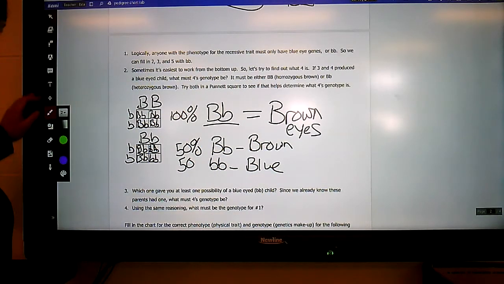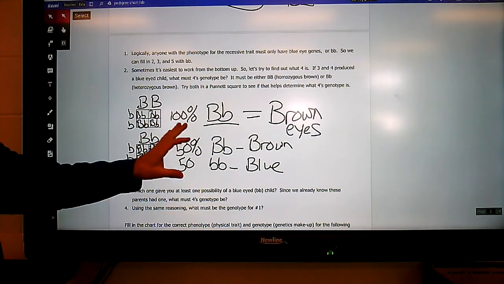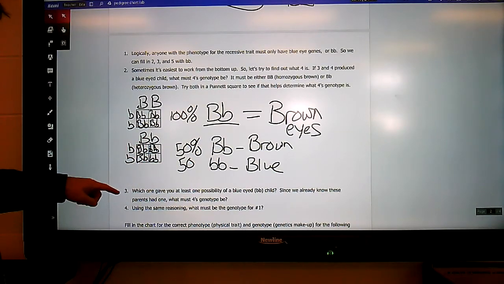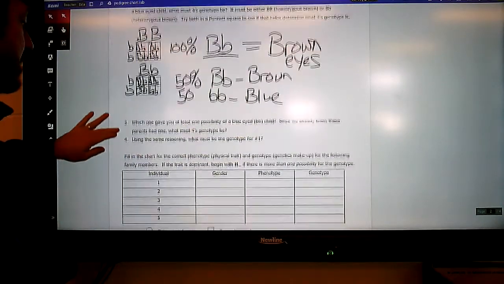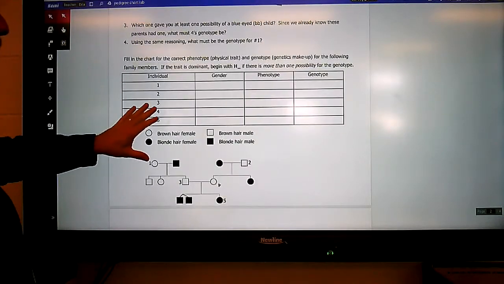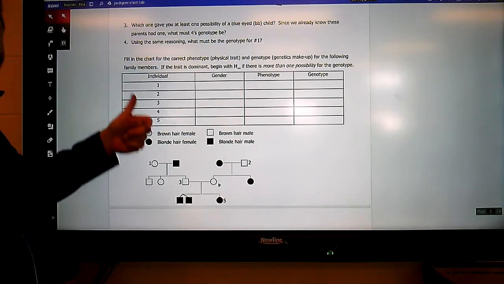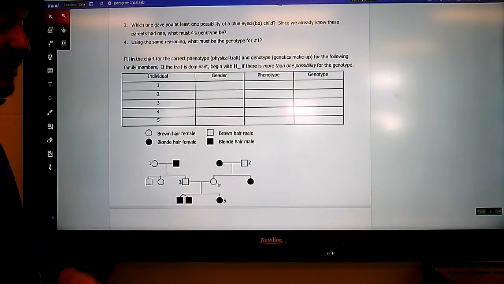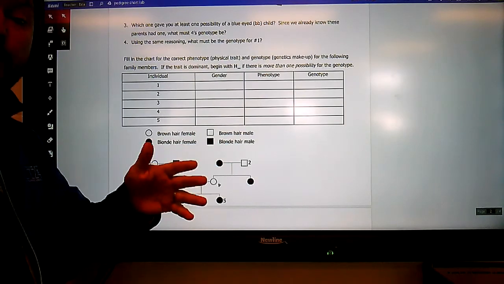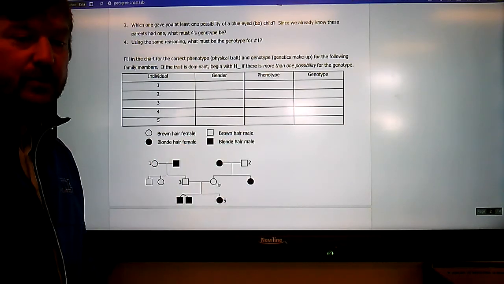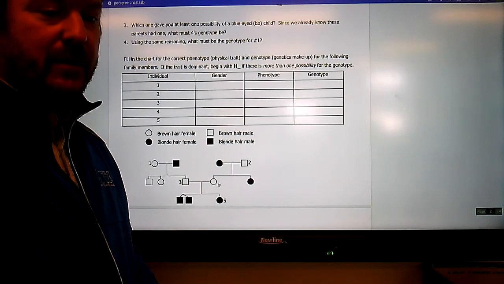So this is a little bit of a challenge in that we don't really know the genotypes of those parents up there in that cross. So down here, things are a little bit different. Hopefully, from the demonstration I just gave, you're able to figure some of this stuff out. I'm going to let you work on it. If you have questions, send me an email, jump on a Google Meet, and I'll talk to you when I see you in person.